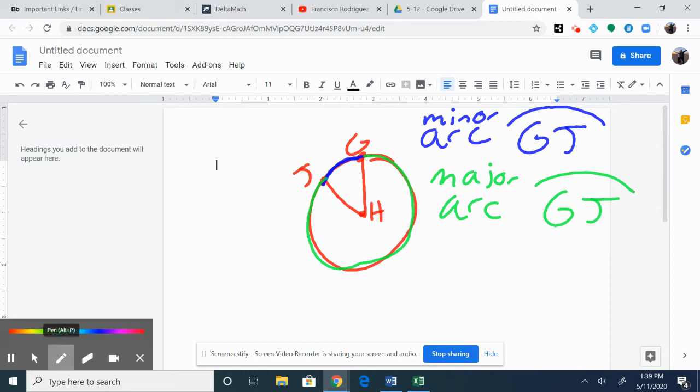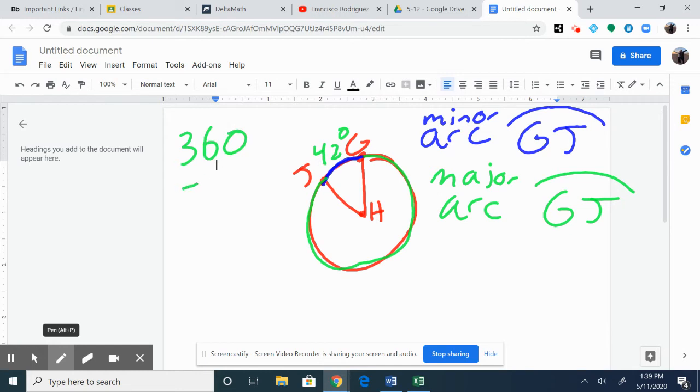So if our minor arc measures 42 degrees, the whole circle has to measure 360. So to find the major arc, we're going to subtract 42 from 360, and we have 318. So our minor arc is equal to 42, and our major arc is equal to 318.